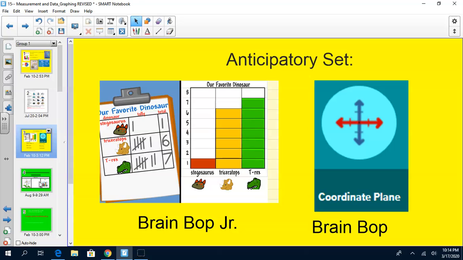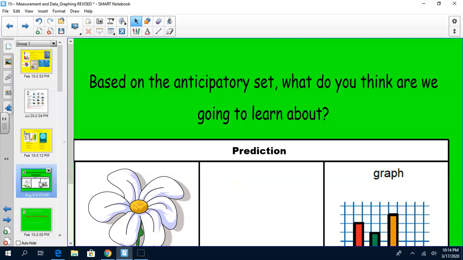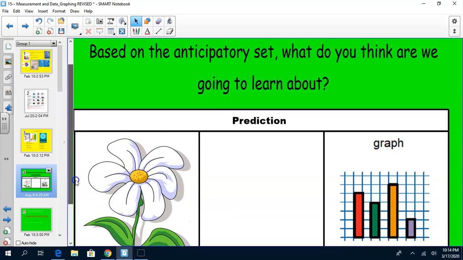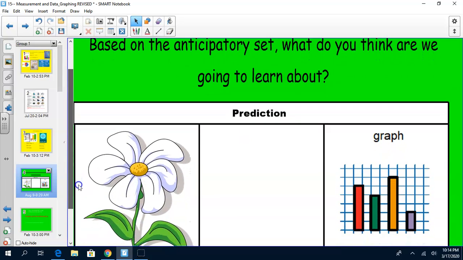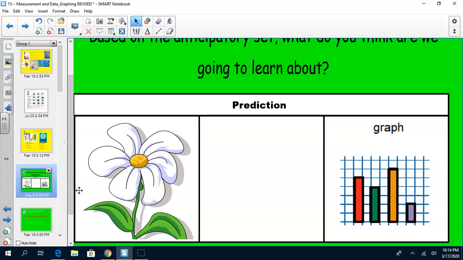Once your child has listened to that, please ask them to make a prediction based off of what they heard or saw. An example of our prediction for this particular lesson is, what do you think you're going to be learning about in math today? Do you think you're going to be learning about a flower, or do you think you're going to be learning about graphing? So again, once your child's made their prediction, we can move on here.